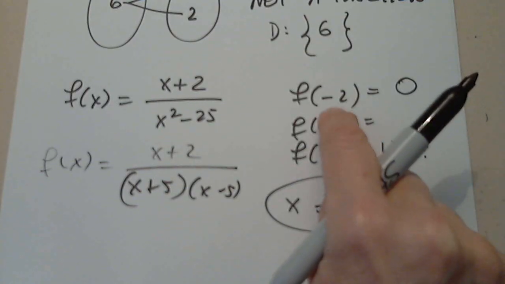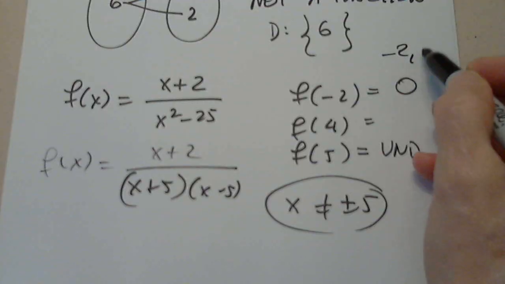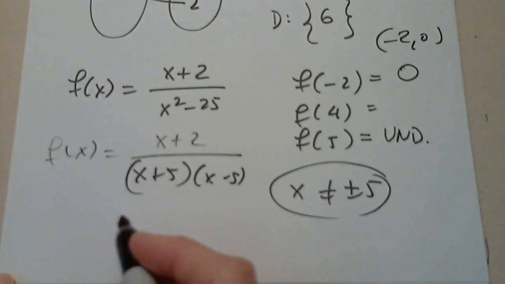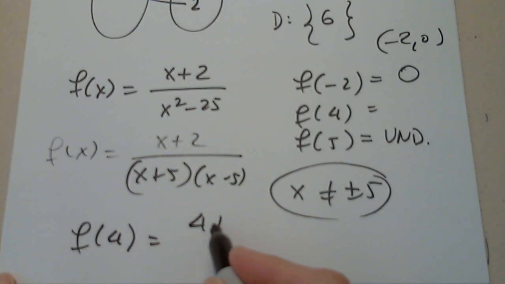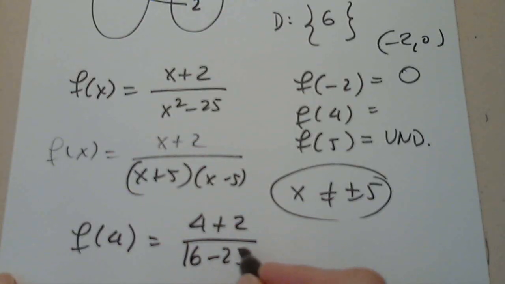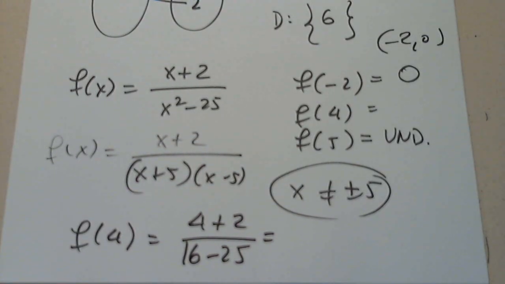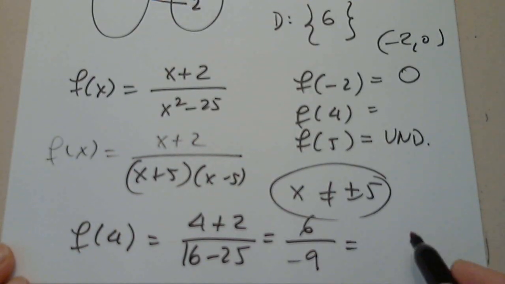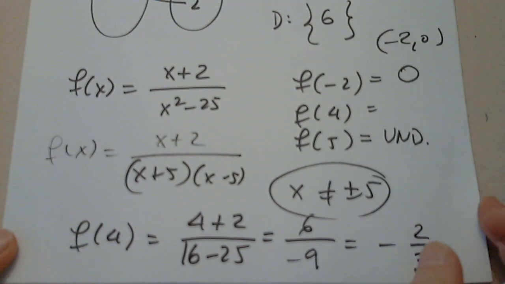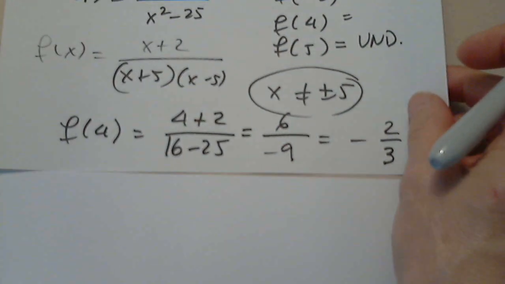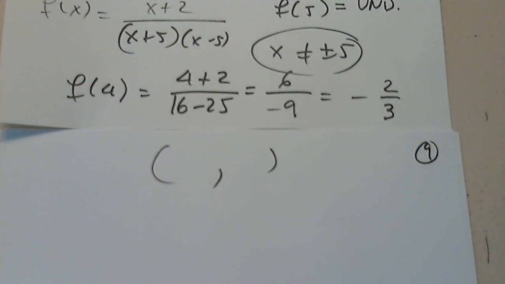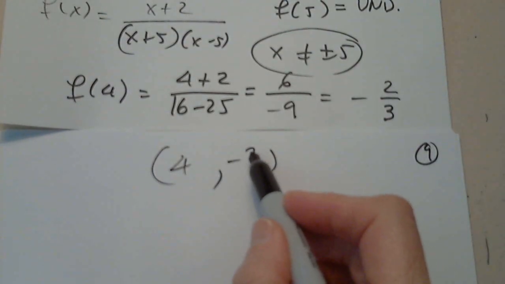So this is the x-intercept, the point -2, 0. Good, now I have to plug in 4. Not a problem. f of 4 is 4 plus 2 over 16 minus 25. The top is 6. The denominator is -9. I simplify by 3, -2/3. Can anyone give us the ordered pair that we just determined? That'd be 4 and -2/3. Good.